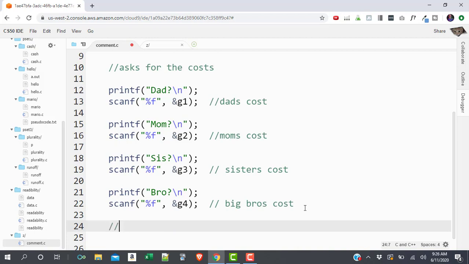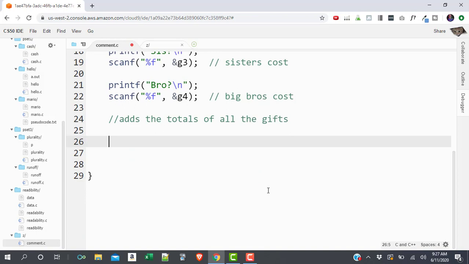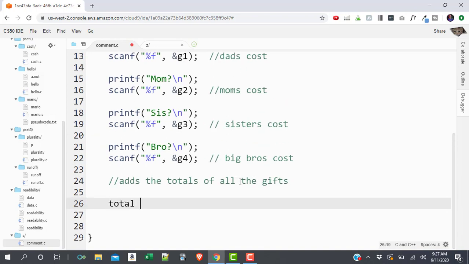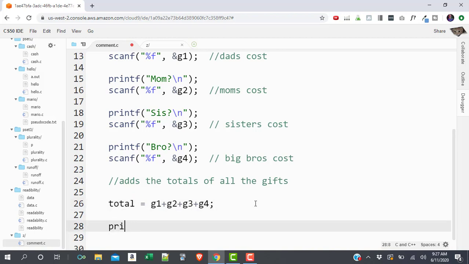Now all I have to do is find the total of all the gifts that we spent on Christmas this year, and that's exactly what we're going to do right now. In our comment, I'll say adds the totals of all the gifts. And we'll come back to that float variable we created called total. We'll say total equals G1 plus G2 plus G3 plus G4. And we'll print it out on the screen right now. We'll say the total spent this year on Christmas was $%0.2f.